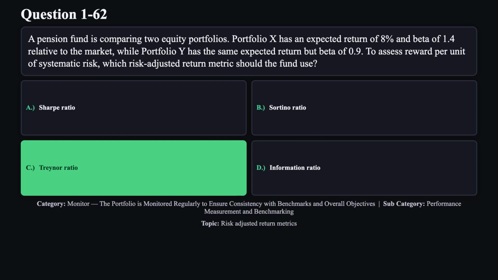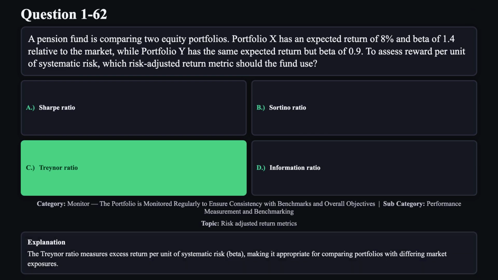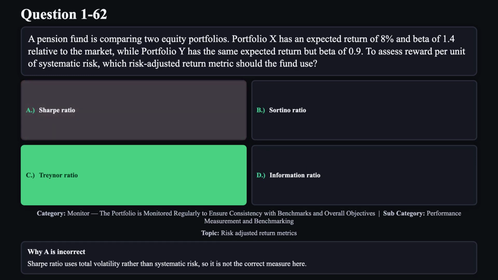The correct answer is C. The Treynor ratio measures excess return per unit of systematic risk, beta, making it appropriate for comparing portfolios with differing market exposures. Reason A is not correct. Sharpe ratio uses total volatility rather than systematic risk, so it is not the correct measure here.